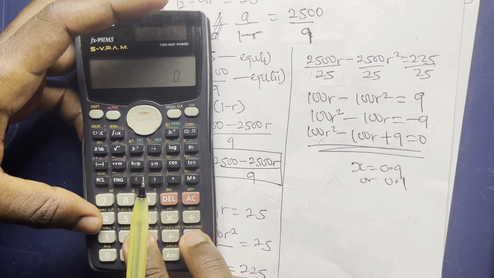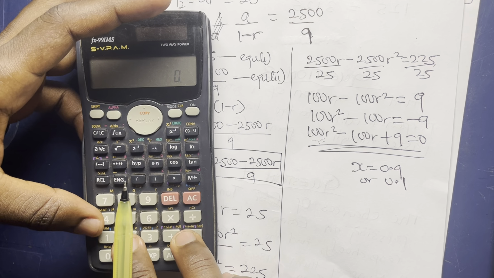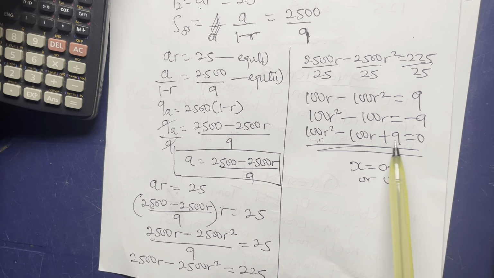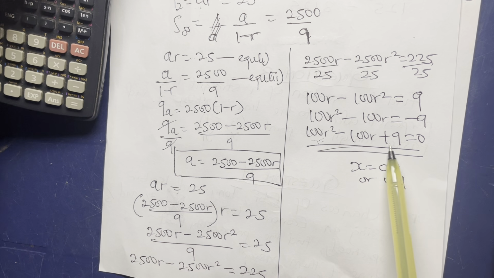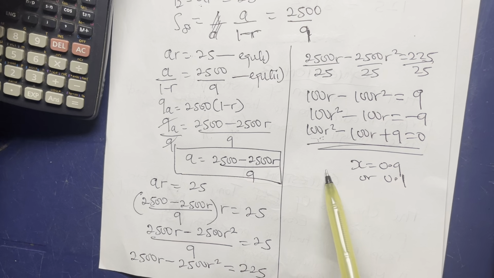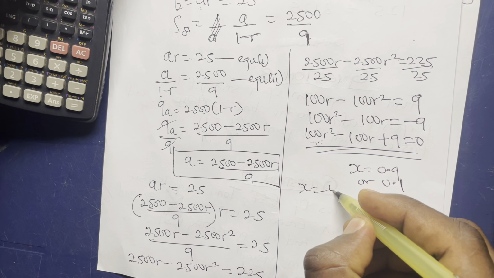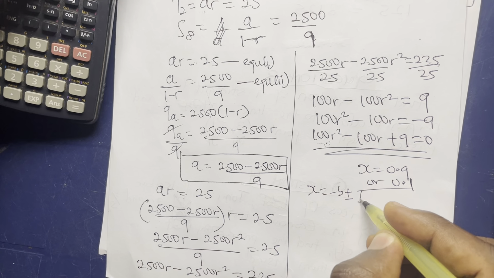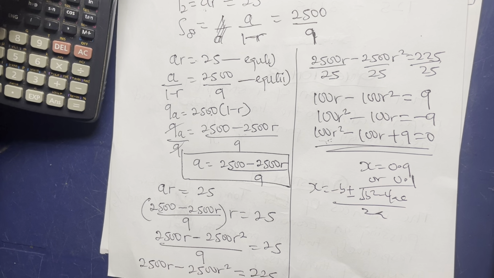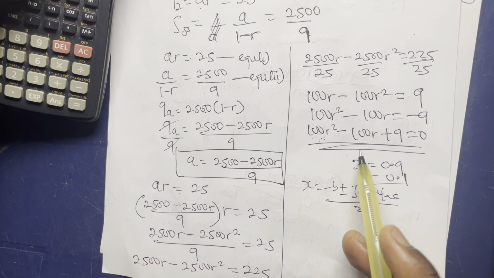Let's try 900. Okay, you can use the completing the square method if it is not factorizable, or you can use the formula method. This formula: x equals minus b plus or minus the square root of b squared minus 4ac, over 2a. I believe you should know how to continue from here.